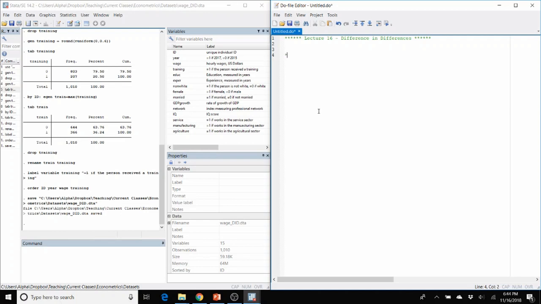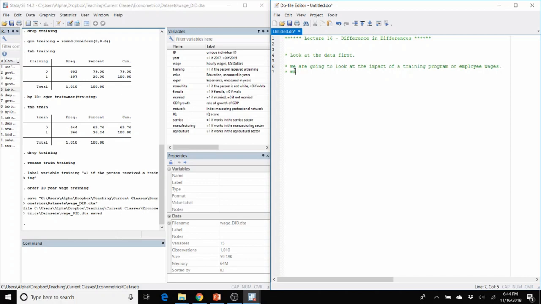All right, so the first thing I want to do is look at the data to make very clear how the data works. Okay, so we'll look at the data first. Just some background, we are going to look at the impact of a training program on employee wages. All right, so we're going to use this wage data set again. This time we're using wage underscore DID. We're going to look at the impact of a training program on employee wages.